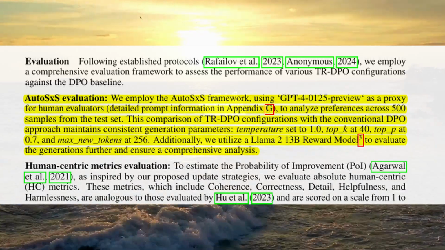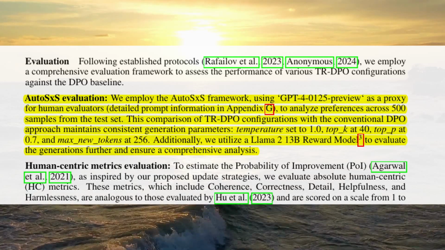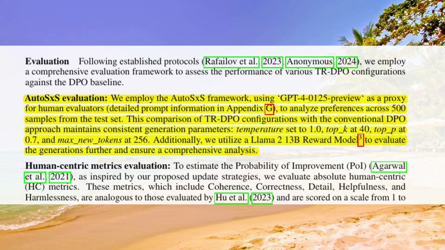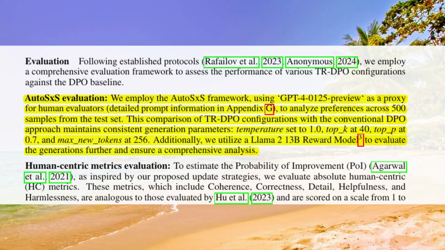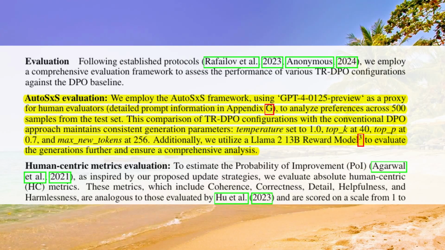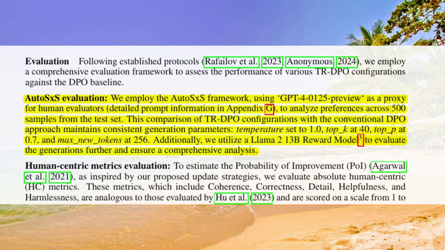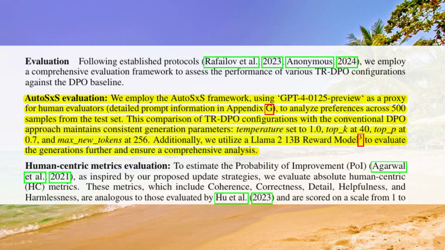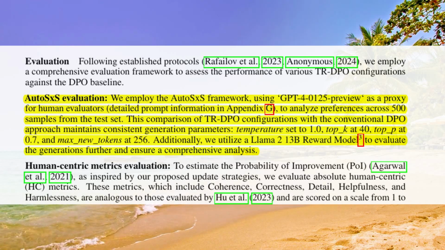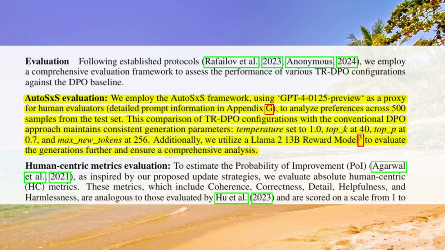Conclusion and future work. TR-DPO offers a simple, effective approach for improving LLM alignment with human preferences. By dynamically updating the reference policy, the model can adapt and learn more effectively, leading to improved performance across various tasks and model sizes. Future research directions include exploring the applicability of TR-DPO to other alignment methods and further investigating the relationship between update strategies, gradient dynamics, and training stability.